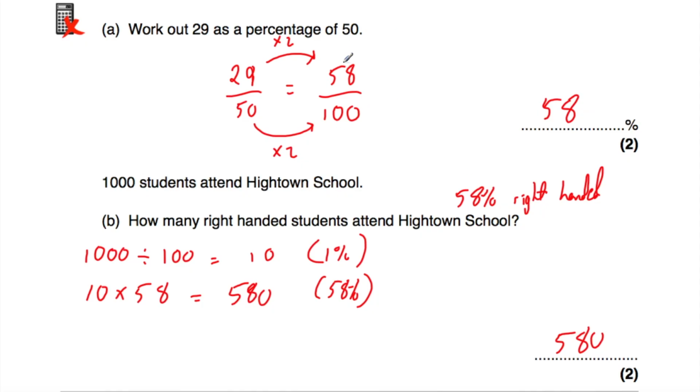Another way to do it would actually be to use our equivalent fractions again. We know that 58 out of 100 students were right-handed. Now we know there was 1,000 students at the school, so if we change the denominator to be 1,000, we can then work out how many would be right-handed. To get from 100 to 1,000, you times by 10. So if you just times the numerator by 10, that would be 580 out of 1,000, which again would be 580 right-handed students. And that's it.